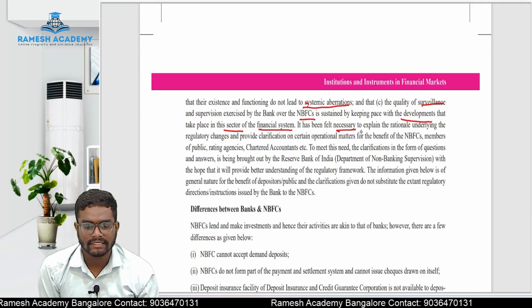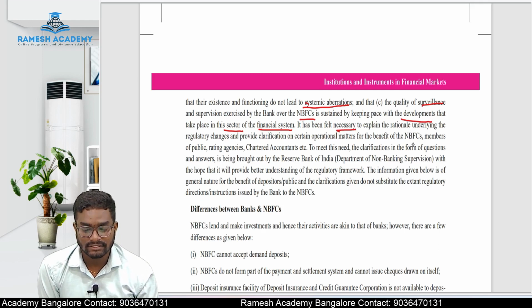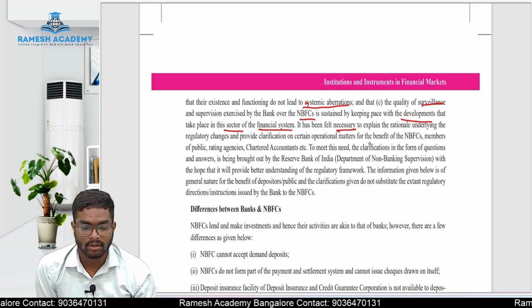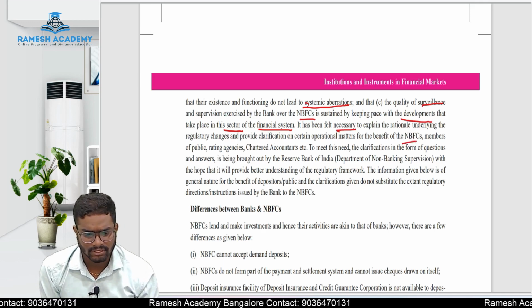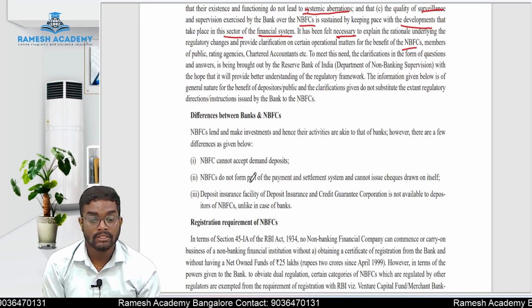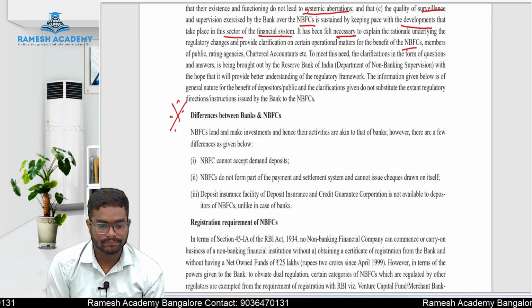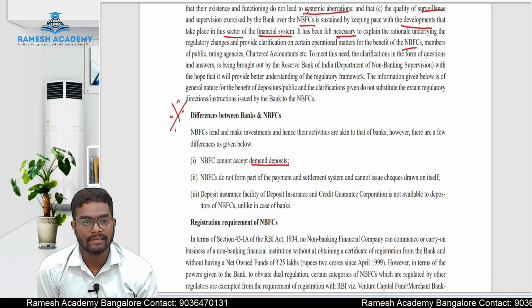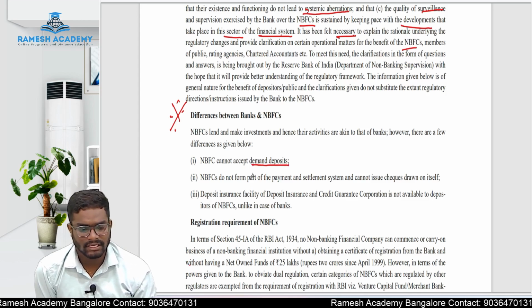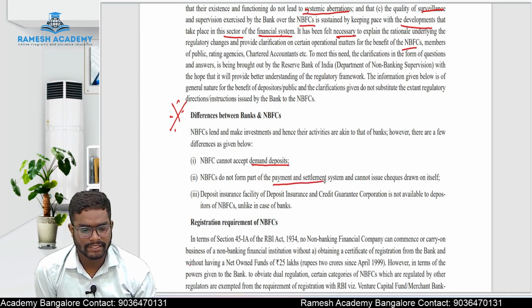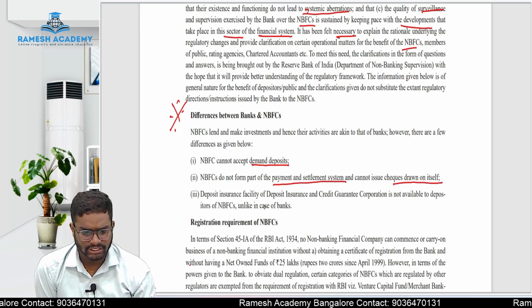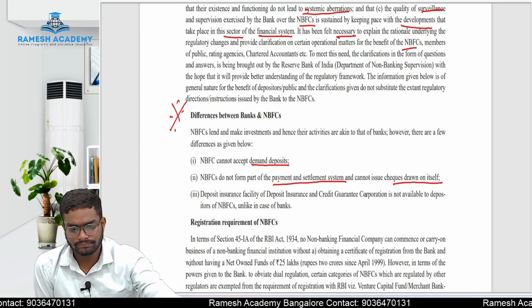It has been felt necessary to explain the rationale underlying the regulatory changes and provide clarification on certain operational matters to benefit the NBFCs. So that is not important. So this is the main important thing here. Differences between banks and NBFCs. NBFC cannot accept demand deposit, which is the main difference. NBFC do not form part of the payment and settlement system because they can't issue checks. Deposit insurance facility is not available.